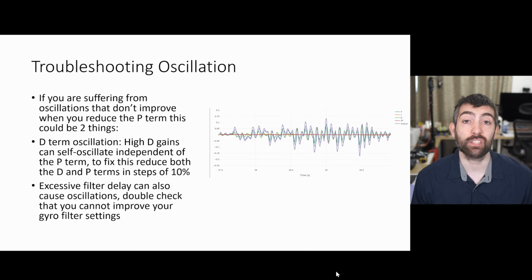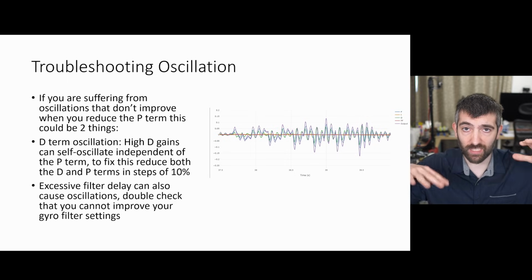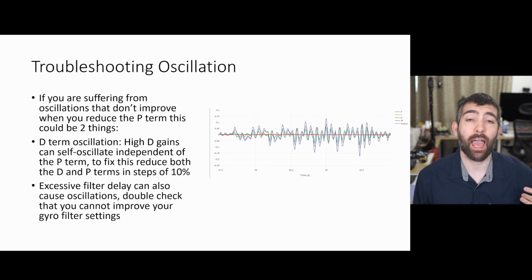If during this process you find you are suffering from oscillations, so the quad is kind of oscillating on one of the axes, and you reduce the p-term and the oscillations don't improve, then this could be two things. You might be experiencing d-term oscillation. If your D gains are too high, then the d-term can self-oscillate independent of the p-term, and in that case reducing the P term doesn't help.